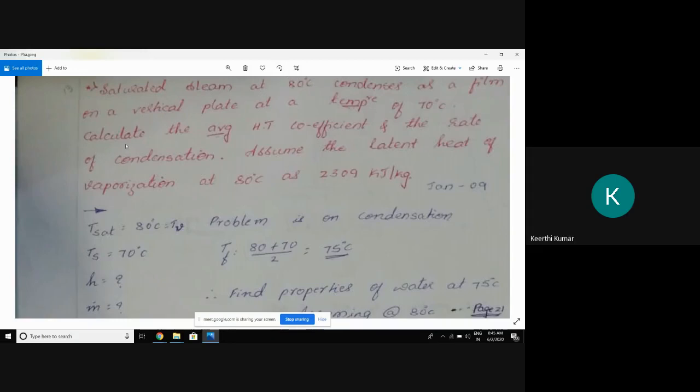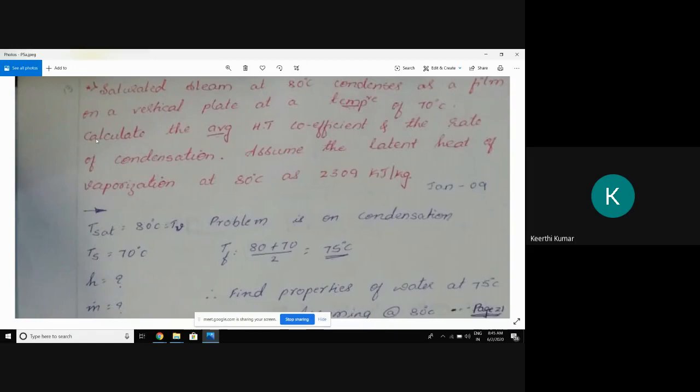Calculate what he is asking you to calculate. Only these two data he can give, either in boiling or condensation. If it is boiling, the fluid temperature will be less and the surface temperature will be greater. If it is condensation, the fluid temperature will be greater and the surface temperature will be less. Only these two conditions he'll give, along with a mention of whether it is condensation or boiling. So now the problem given is based on a condenser with these two temperatures.